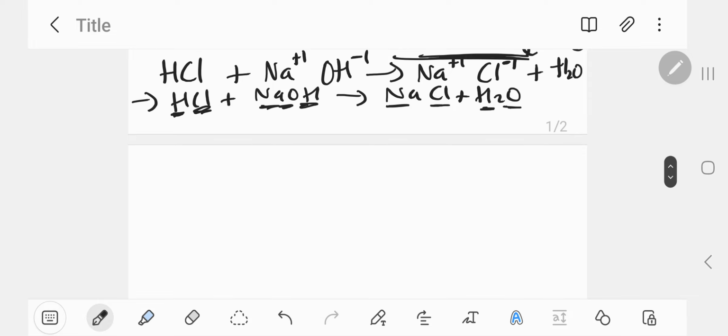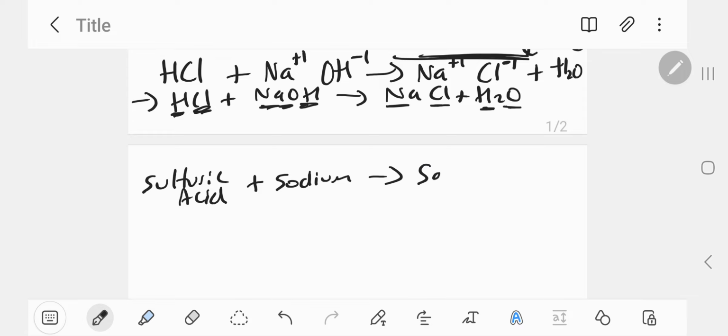Let's do an acid-metal reaction. Let's do sulfuric acid plus sodium metal. That gives you salt plus hydrogen gas. Okay, if you chuck any metal in acid, just think of a gas forming. Okay, bubbles, that's hydrogen gas. That's what you see. Let's name the salt.